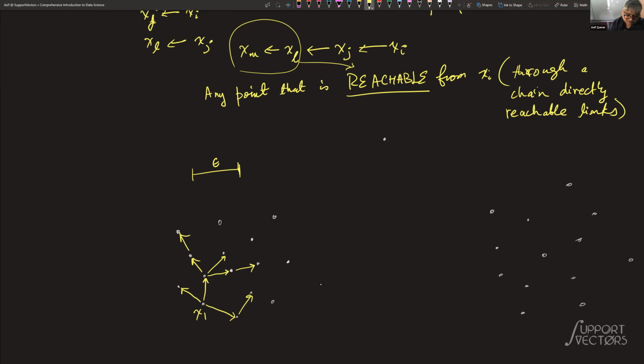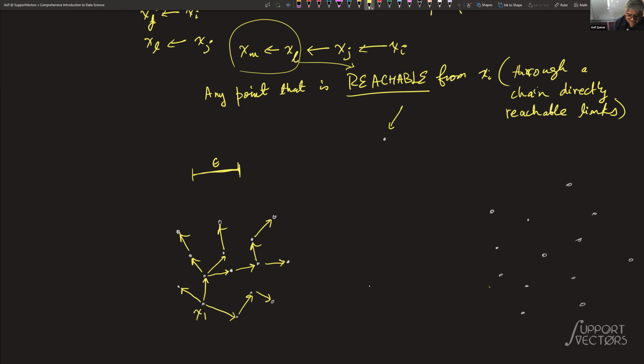From this is reachable. And from this is reachable. This is reachable. This is reachable. This is reachable. And this is reachable. Pretty good. But are there any points here? Is any one of these points reachable on this side? Too far, right? Because if this is my epsilon, then it is too far. What about this guy here? Nothing.